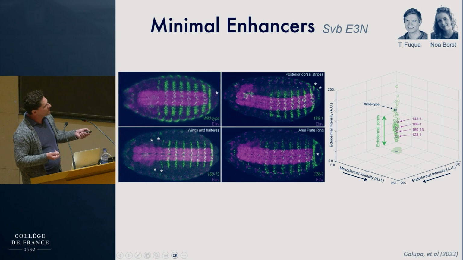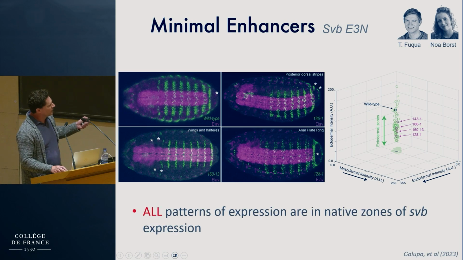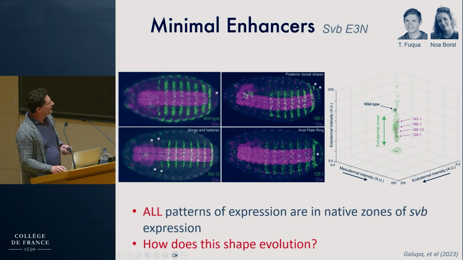You can change at different places, like these ring structures, different stripes. You can actually start to turn on wings and halteres, which I'll come back to later on. But again, the important point is that all of these tissues are derived from very similar lineages, right? So just to really jam that point home. And then we're really curious again how this is shaping evolution from a much broader perspective.